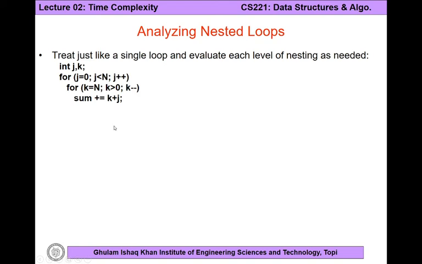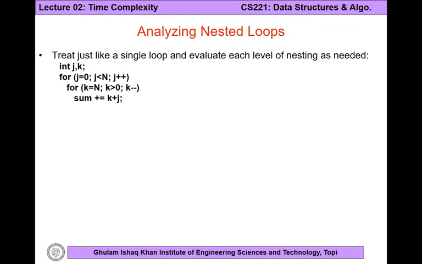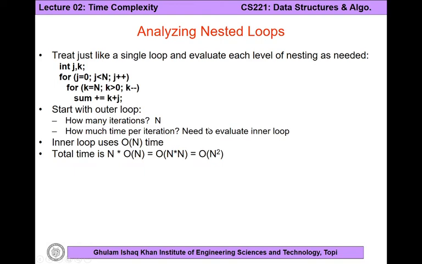Now if you see here, we have 2 nested loops. Without going into the details, this outer loop is going to be executed n times, and this inner loop is going to be executed n times. For each iteration of the outer loop, the inner loop is going to be executed n times, so it becomes n into n, which is equal to n square. So we can write it order of n square, right? So this is the nested loop, and this is order of n square.